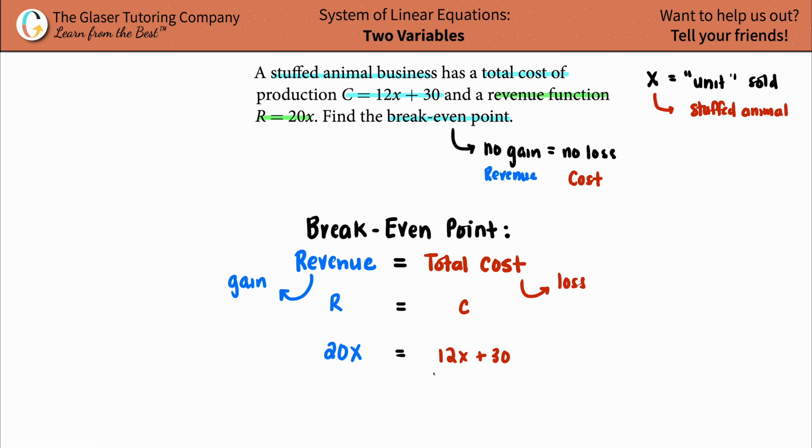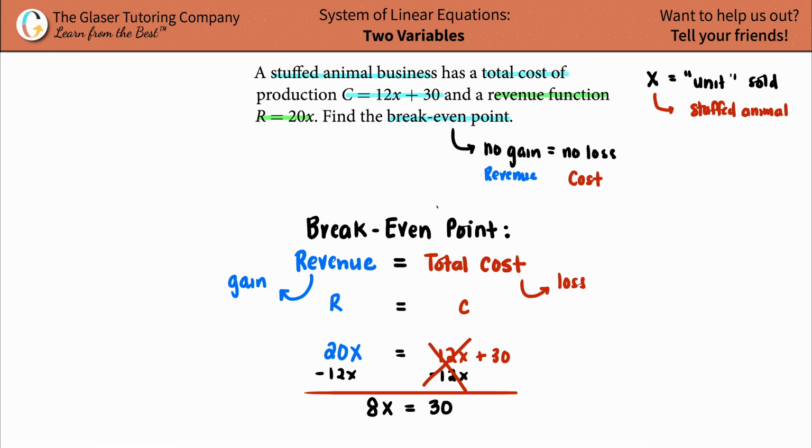Well, I'm going to take the 12x and I'm going to subtract it on both sides. Get your x's on one side. So this goes bye-bye. And we got a nice little line here. 20x minus 12x will give me 8x. 8x equals 30, right? Is that right? 20 and 12? Yeah. Right? I think so. Did I write this right? I guess so.